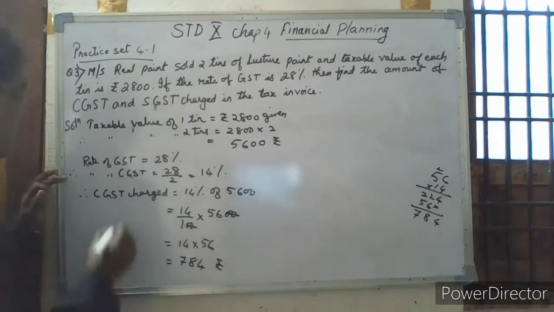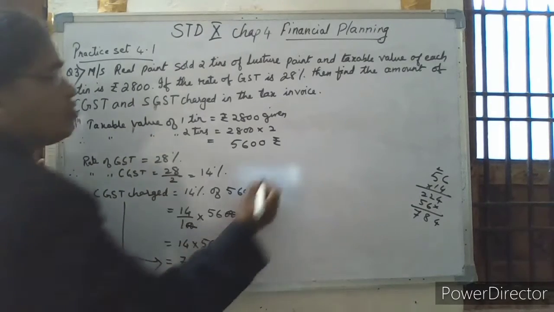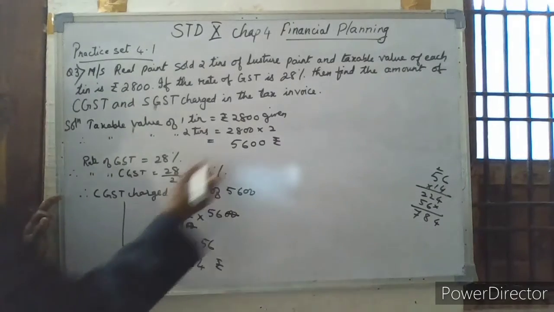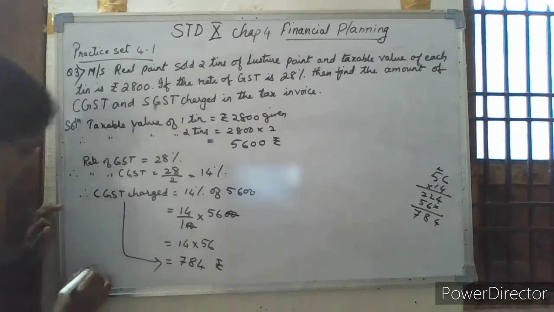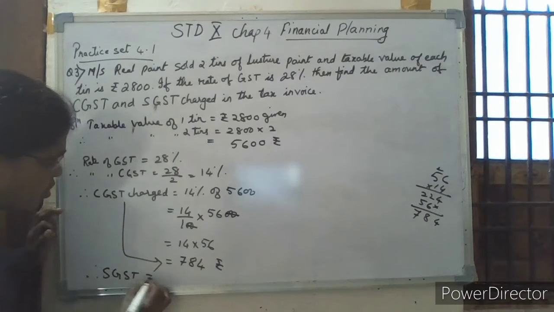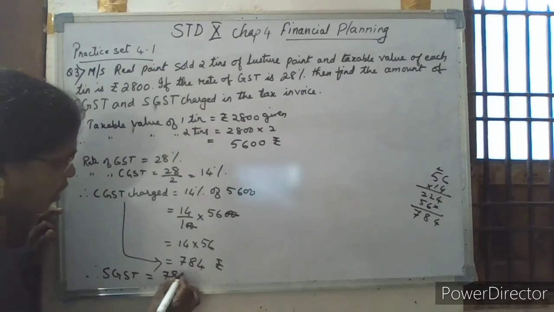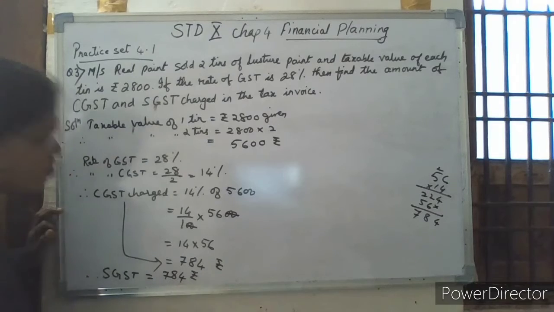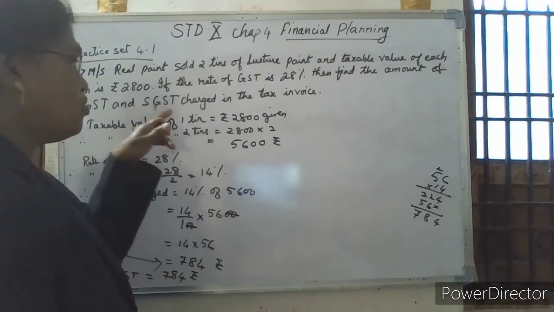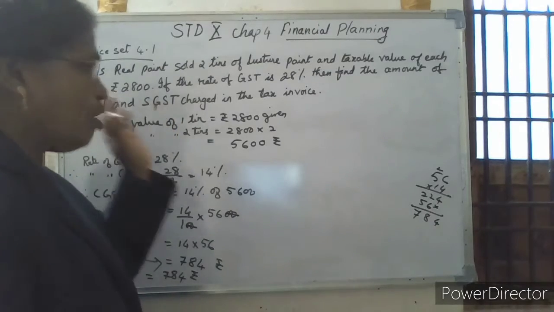This is the CGST charge. Therefore, SGST is also equal to 784 rupees. Directly we can say this, because we know that CGST is equal to SGST. So this is the solution.